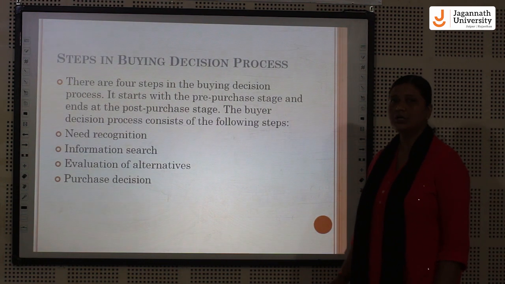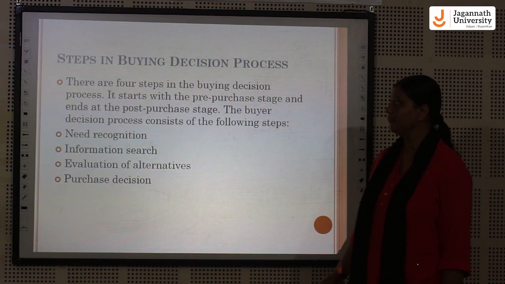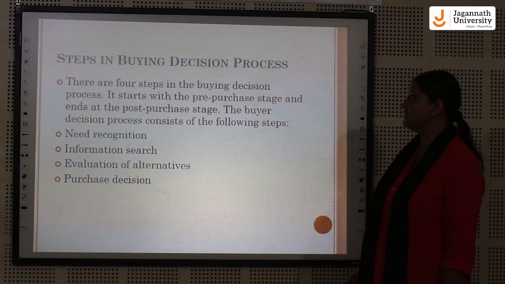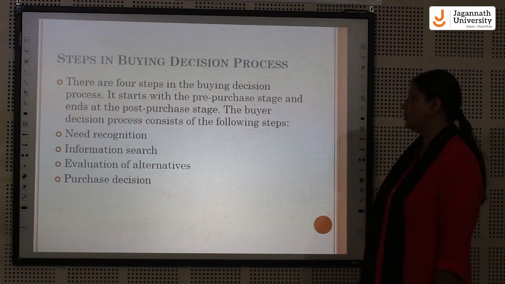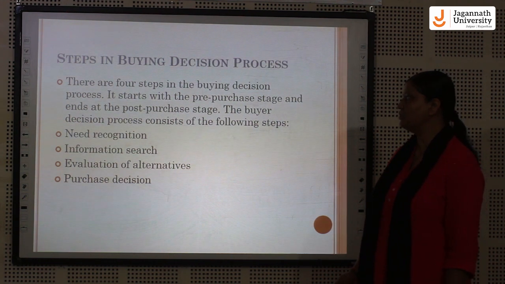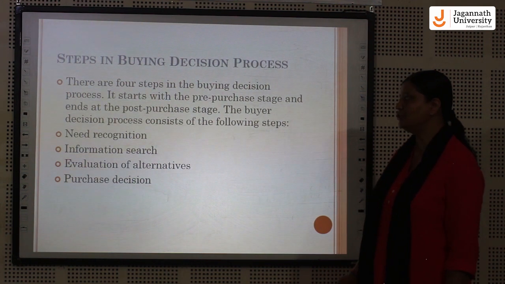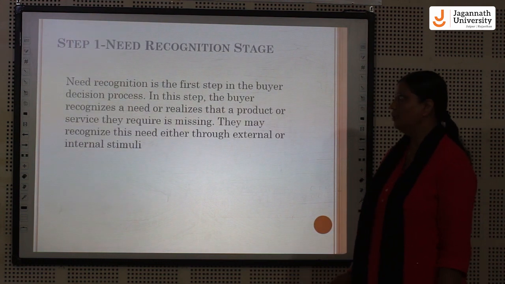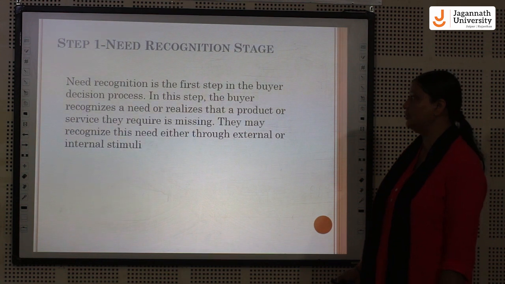Now we will discuss all the steps of the buying decision process. There are 4 main steps in the buying decision process. It starts with the pre-purchase stage and ends with the post-purchase stage. The buyer's decision making consists of the following steps, that is the need recognition, information search, evaluation of alternatives, and the purchase decisions. This is the first step which we will discuss in detail, that is the need recognition stage.